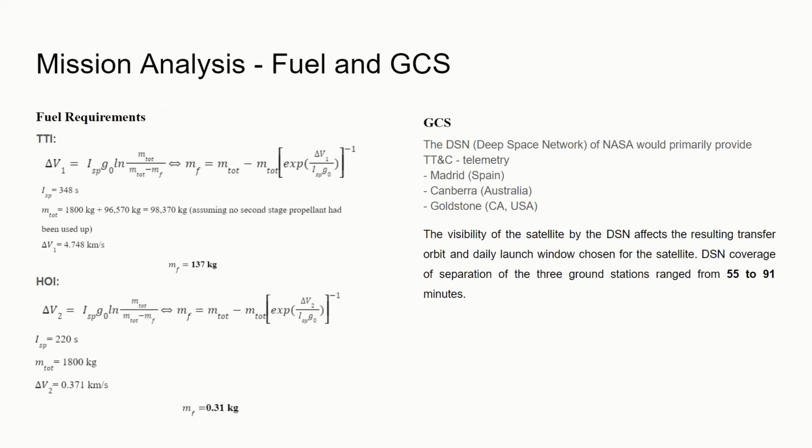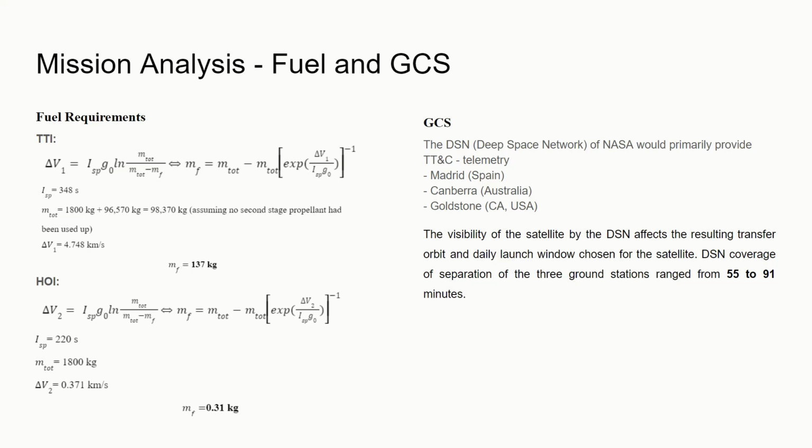The halo orbit phase, for halo orbit insertion, would need a delta V2 increase of 0.371 kilometers per second. For the fuel requirements, there are two. The transfer trajectory insertion would need a propellant mass of 1.37 kilograms, and the halo orbit insertion would need a propellant mass of 0.31 kilograms. The propellant used would be on board the satellite itself.